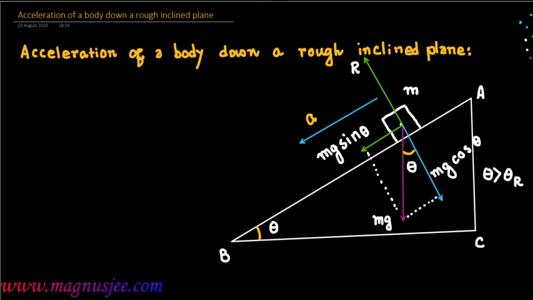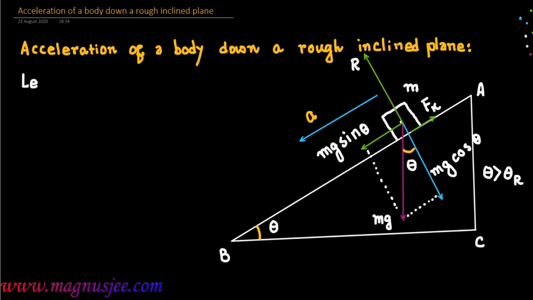Due to the component mg sin theta, the body will be moving down the inclined plane with an acceleration a, and kinetic friction Fk will be acting on the surface in contact of the body and inclined plane. Fk is the kinetic friction which acts up the inclined plane to oppose the motion of the body.